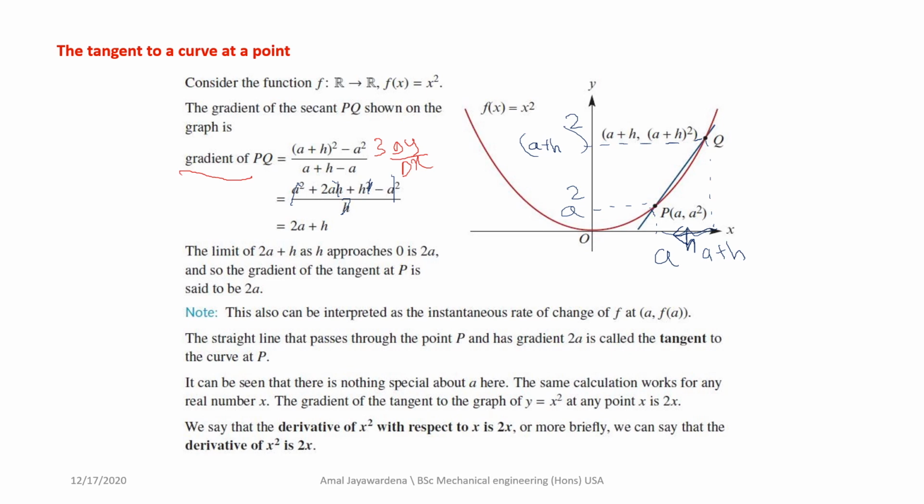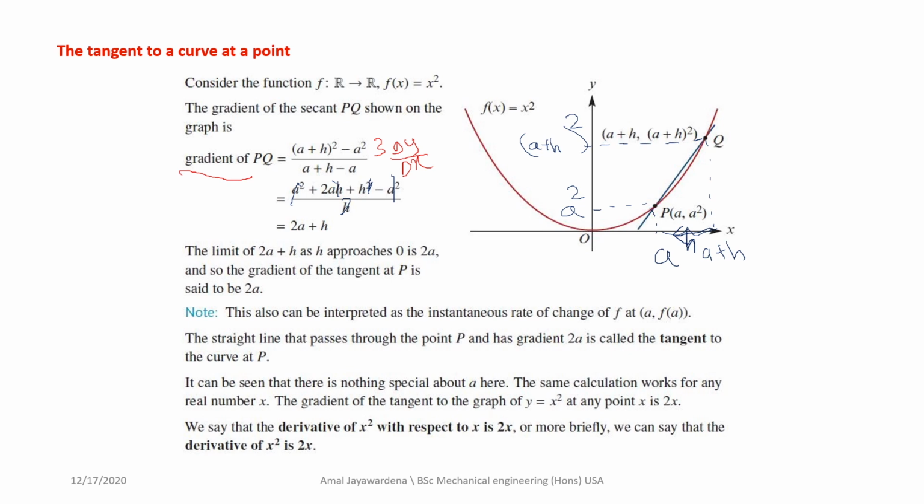So in other words, we found the derivative of this function at point P. This can also be interpreted as the instantaneous rate of change of the function at point P, in other words, (a, f(a)). The straight line that passes through the point P and has gradient 2a is called the tangent to the curve at P. It can be seen that there is nothing special about a here. The same calculation works for any real number x.